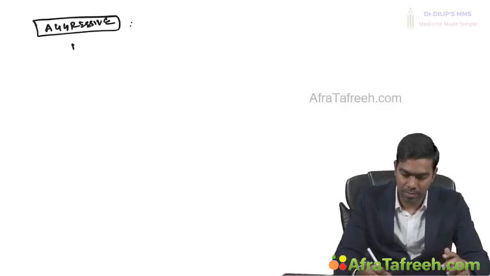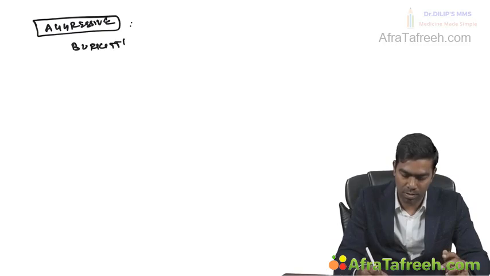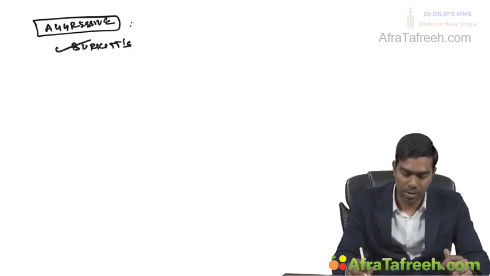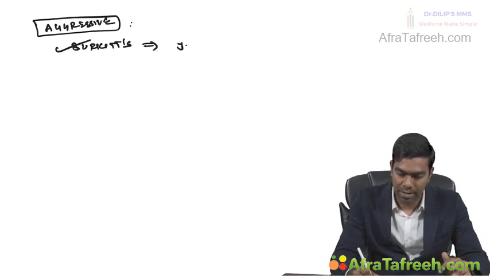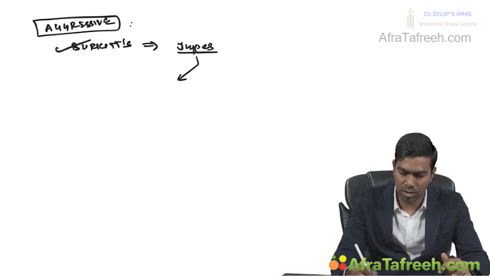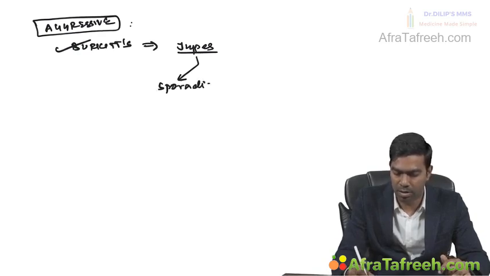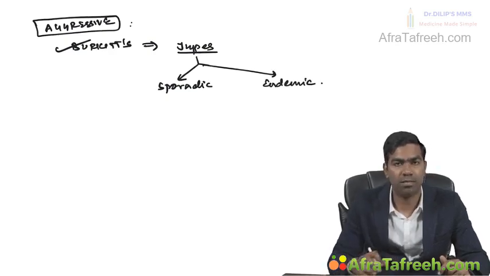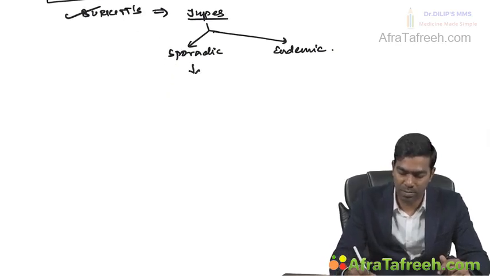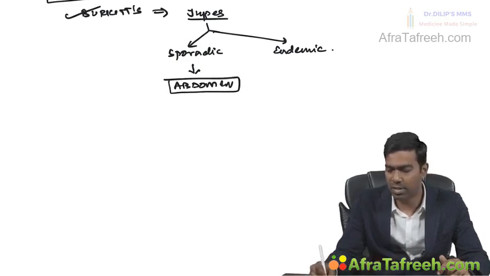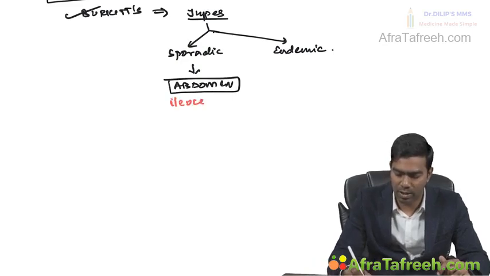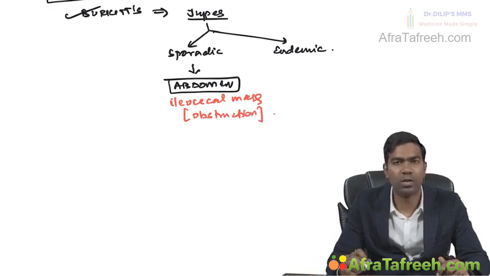So let us see Burkitt's. Even though it's not that common, it's very important to understand Burkitt's lymphoma. Number one, you have characteristically two types of Burkitt's lymphoma. One, you have something called sporadic Burkitt's lymphoma. Second, you have something called endemic Burkitt's lymphoma. Sporadic Burkitt's lymphoma is typically located in the abdomen, and they tend to present as an ileocecal mass, which means they present like intestinal obstruction. That's how they present. Bowel obstruction, ileocecal mass.